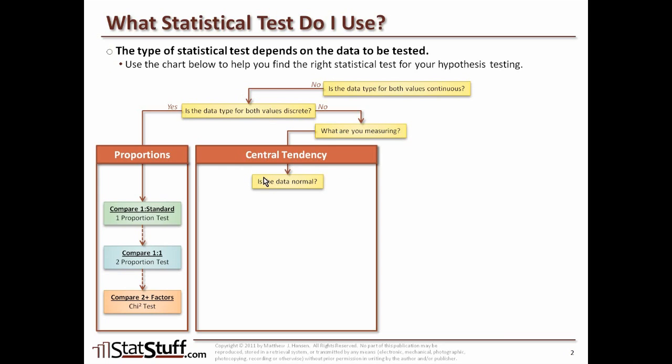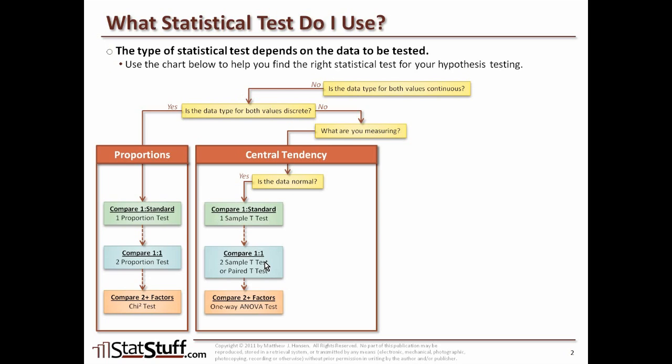Well, if we go down that path, then the next question we need to ask ourselves is, is the data normal? If the data is normal, then when we're doing this comparison between one to a standard, like a target or a goal, then we're going to use a one sample t-test. But if we're comparing between two different groups, then we're going to use either a two sample t-test or a paired t-test. And if it's more than two factors that we're comparing, then we're going to use a one-way ANOVA test.